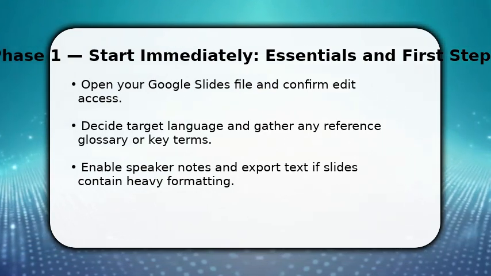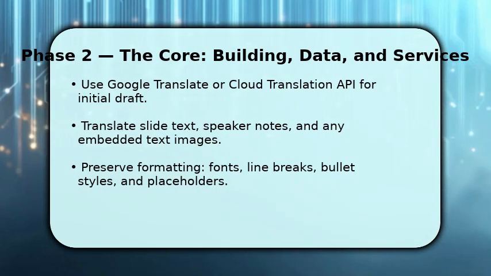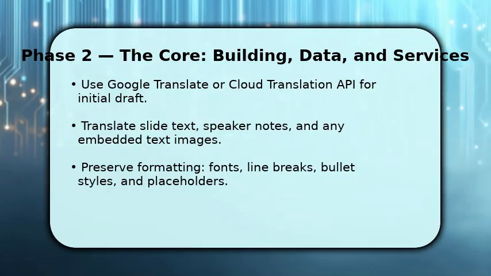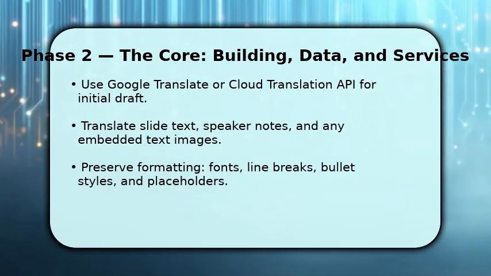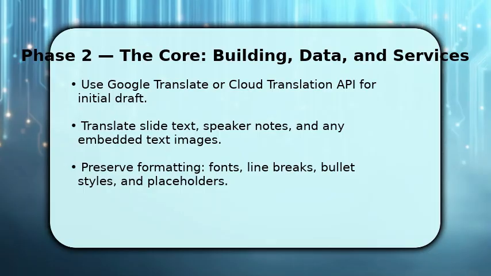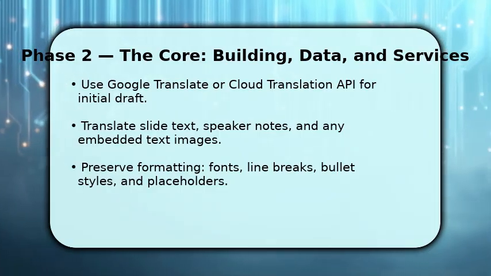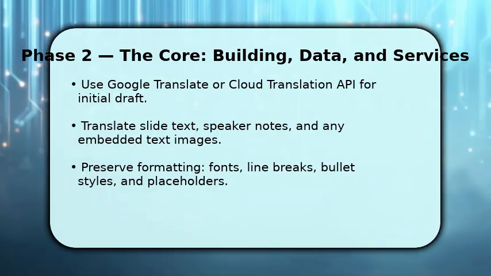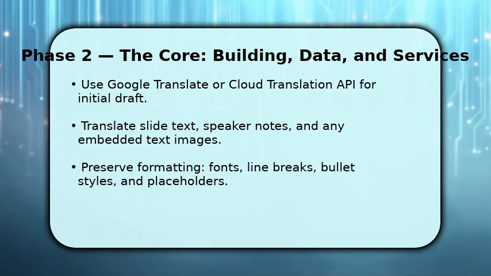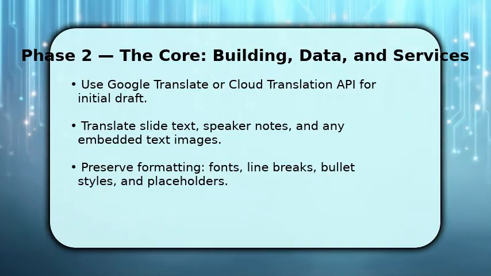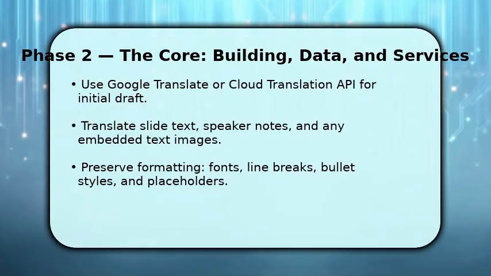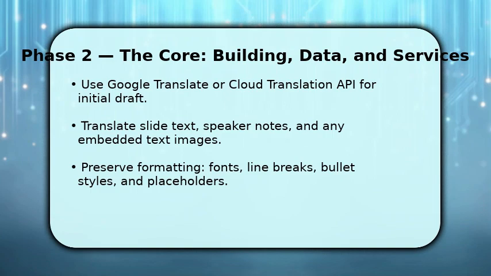You should run an initial machine translation pass to get a complete draft quickly. Use Google Translate or Cloud Translation API to handle bulk text. Then, import that draft back into Slides, replacing text box by text box so layout stays intact. Once imported, review each slide. Adjust line breaks, font sizes, and bullet styles to fit the translated text. Make sure placeholders and variables remain unchanged. This middle step balances speed and control. Machine speed first, human polish.